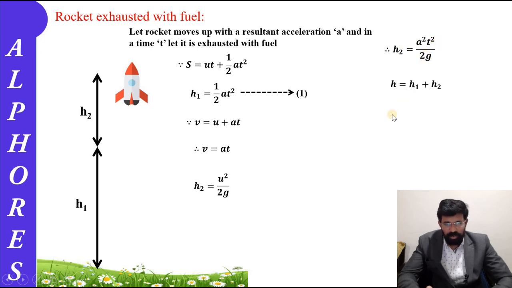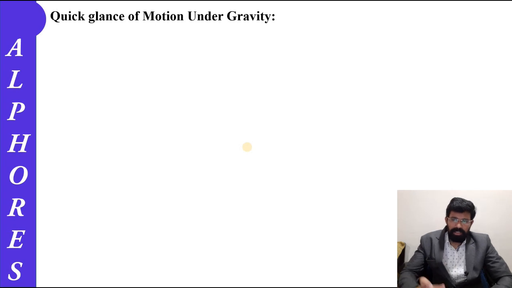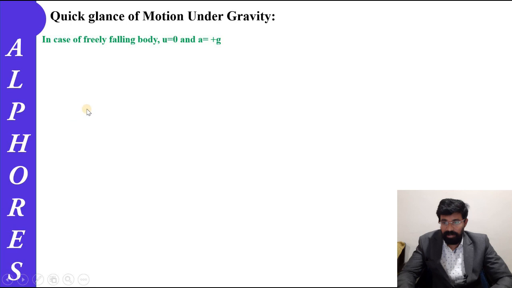Now just add h1 plus h2, you will get the maximum height to which the rocket has gone from the surface. Which is equal to half at squared plus a squared t squared by 2g. You can take out half at squared common, then you will have 1 plus a by g into half at squared. So this is the maximum height acquired by the rocket. Okay, so let us have a quick glance at what has been completed under the name of motion under gravity.